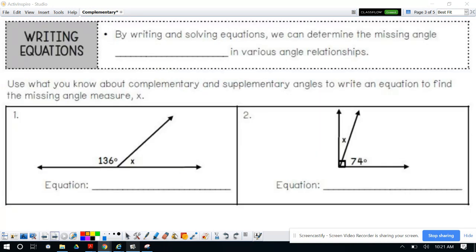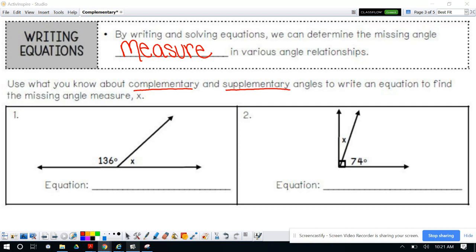Okay, so then we're going to use our knowledge of writing equations to find missing angle measures, because if we don't have a protractor, we can still find the angle measures. By writing and solving equations, we can determine the missing angle measures in various angle relationships. So that's using the complementary and the supplementary relationship.